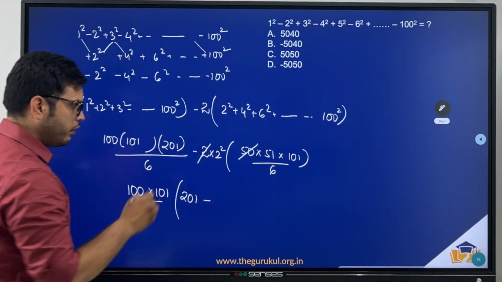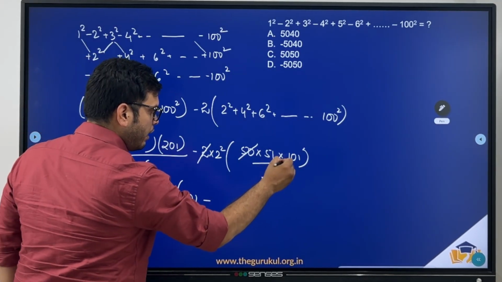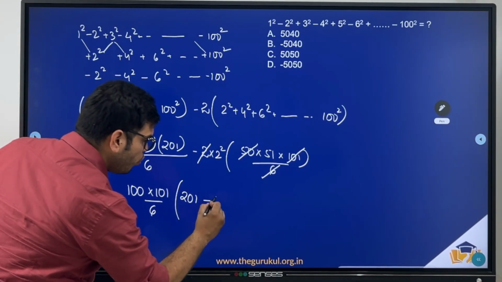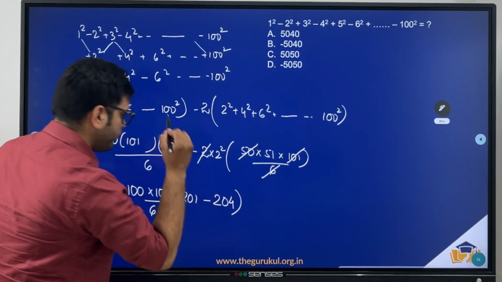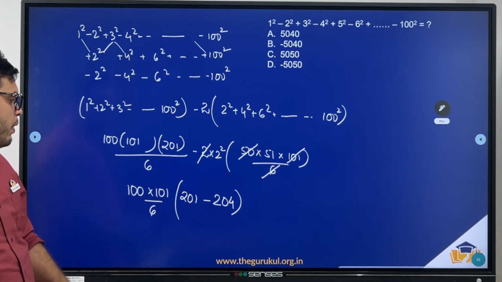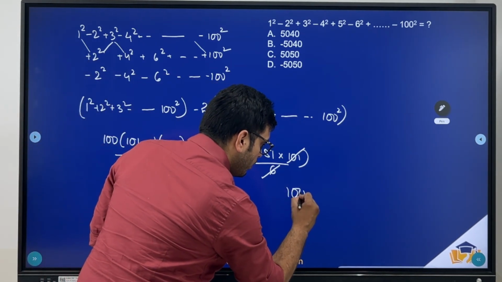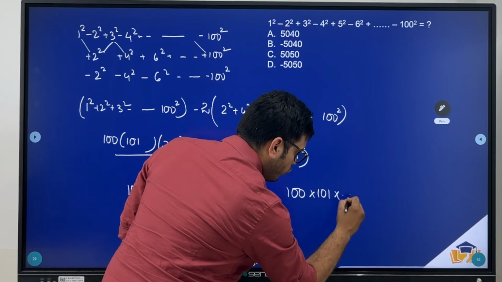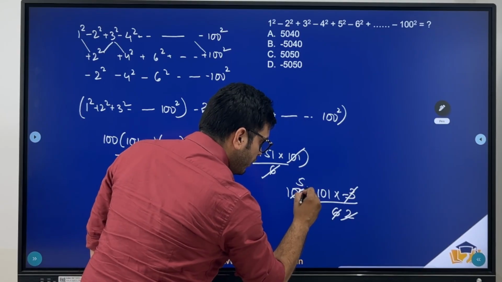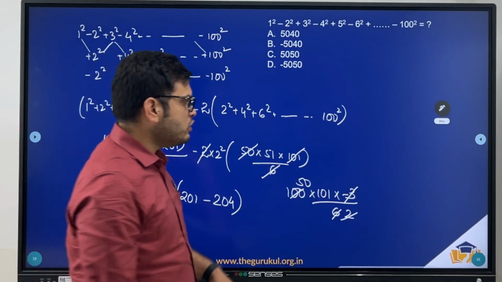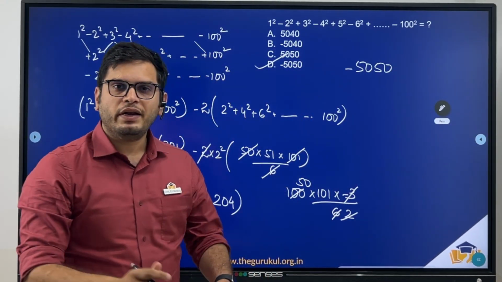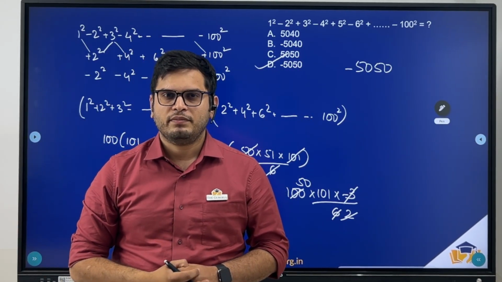Now we have 100, 6 and 101. Now 2 square, 4. 4 into 51, 204. Right? So 100 into 101 by 6 into minus 3. So 100 into 101 into minus 3 by 6. Now this is 2, this is 50. So 50 into 101, 5050 with a minus sign. Hence option D should be the answer to this question.